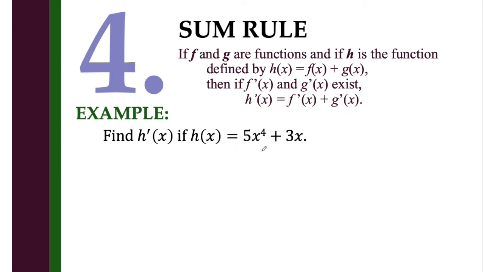If we have 5x raised to 4 plus 3x, then the derivative of that is, take the derivative of this, 20x cubed, and the derivative of this, which is 3.